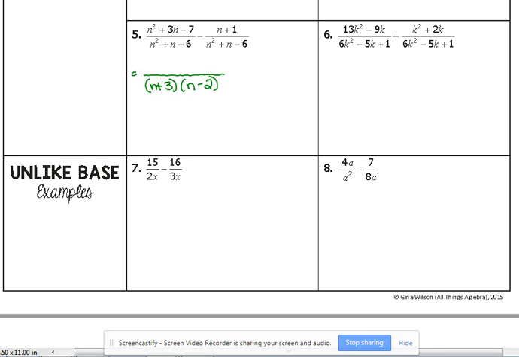Let's look at the numerator. Let's write this one. Okay, since it's minus, we need to do minus n minus 1. So when we combine like terms, we've got n squared plus 2n minus 8.